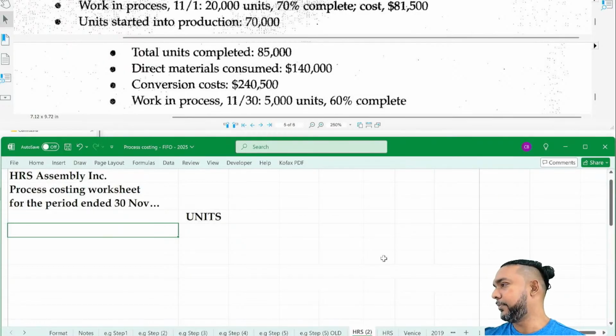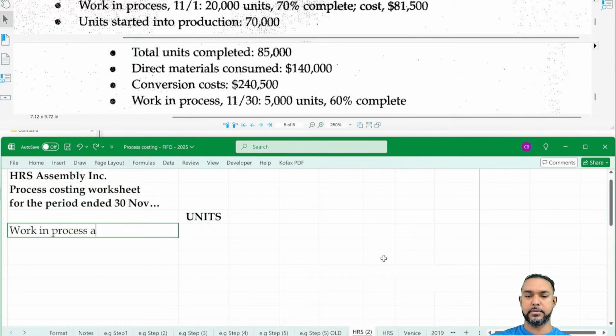But yeah, I want to put up at least the first section, which is the physical units, right? So work in process at start. You can even put a date. Yeah, so they have 11, they have month and then day. Right, so yeah.